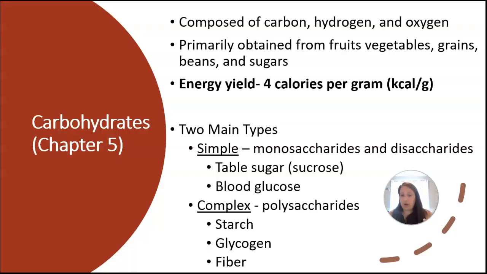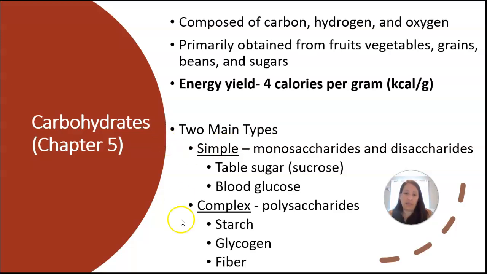2 main types of carbohydrates. We've got simple and complex. And so simple carbohydrates are going to be smaller. They're going to be the mono and disaccharides. So mono means 1, so 1 sugar, and disaccharide, di means 2, so 2 sugars.